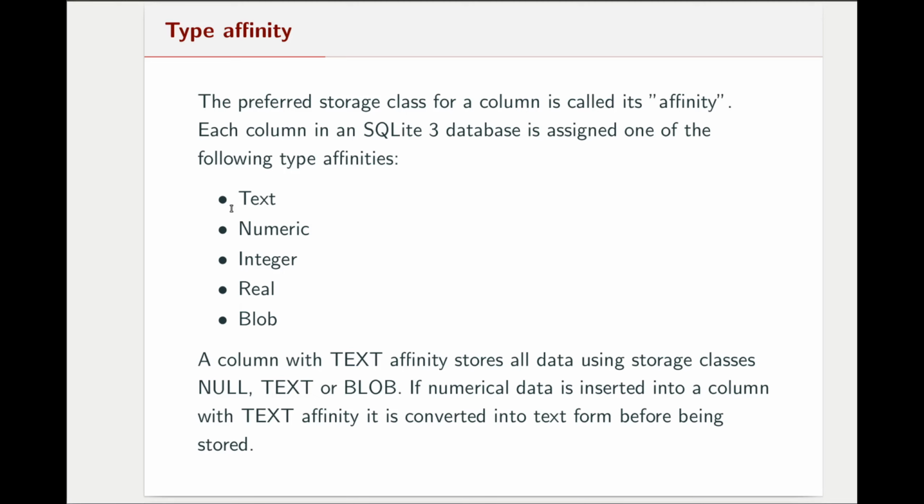Let's take a couple of use cases to understand this. If you declare a column with type text, that is, a column has text affinity, it stores all data using storage classes either null, text or blob. So if you insert numerical data like, say, 10 into that particular column, it is first converted into text before it's stored. So hopefully now you get a better picture of how storage class and type affinity are tied together.